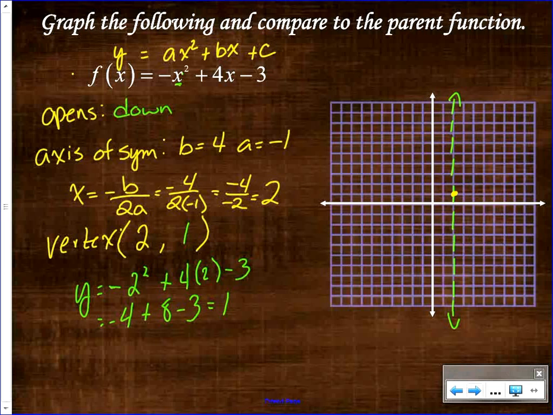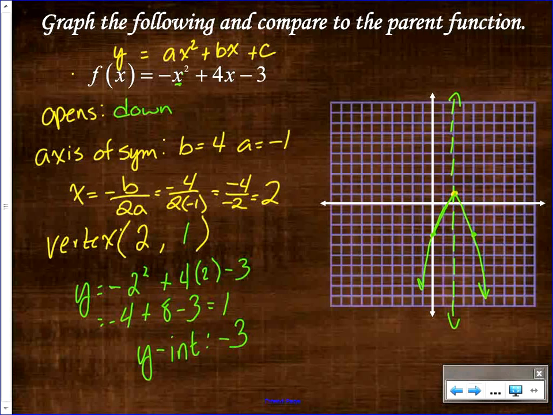There's my vertex. The only other thing I need to graph this now is my y-intercept, which is what? Negative 3. Good. It's 2 away, so it's going to be 2 away. There we go. My curves are not very curvy. I know. Sorry. Can't make it look better. A little bit better, Carla?